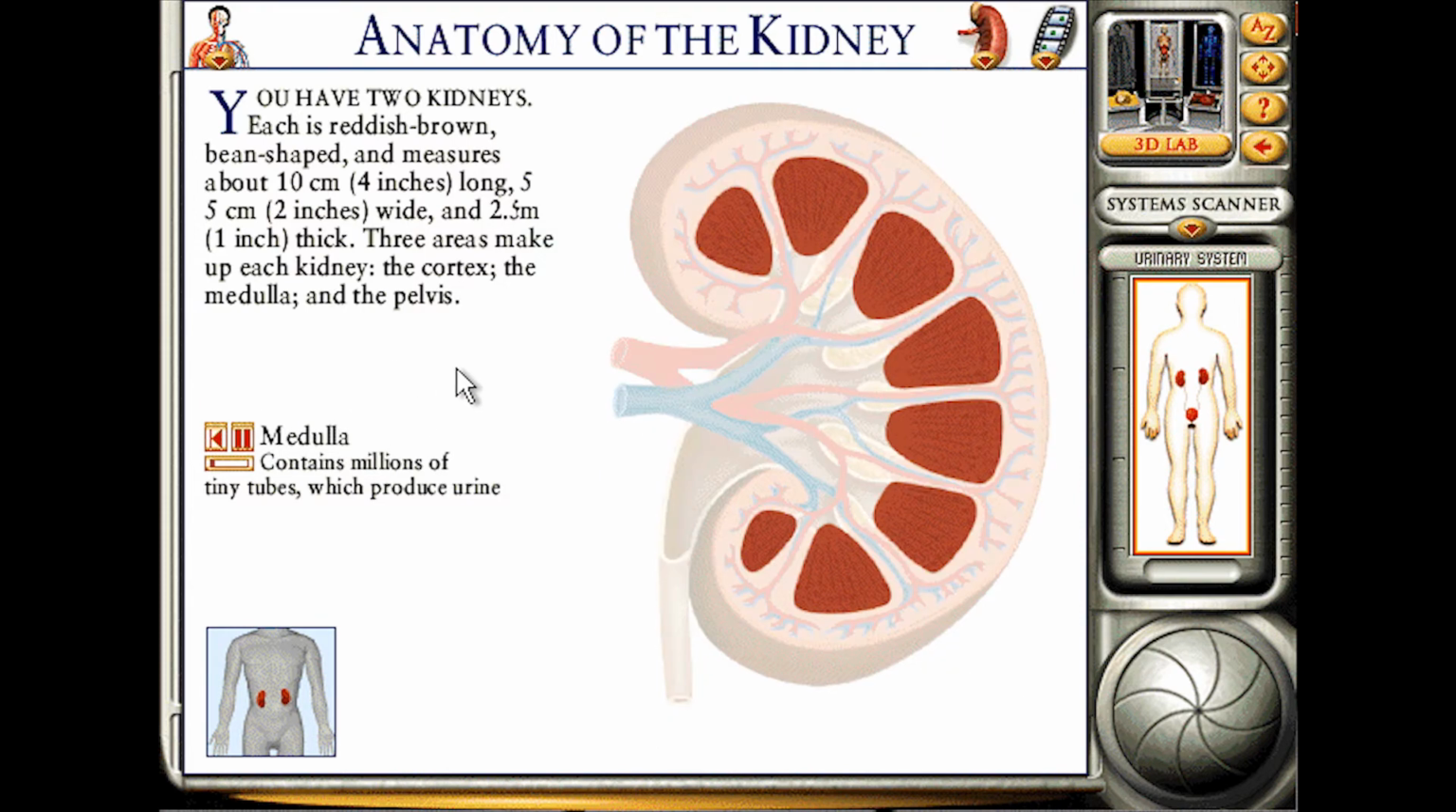The reddish-brown middle part of the kidney is called the medulla. It is made up of cone-shaped blocks of tissue known as pyramids. Urine is concentrated here in tiny tubes called nephrons.